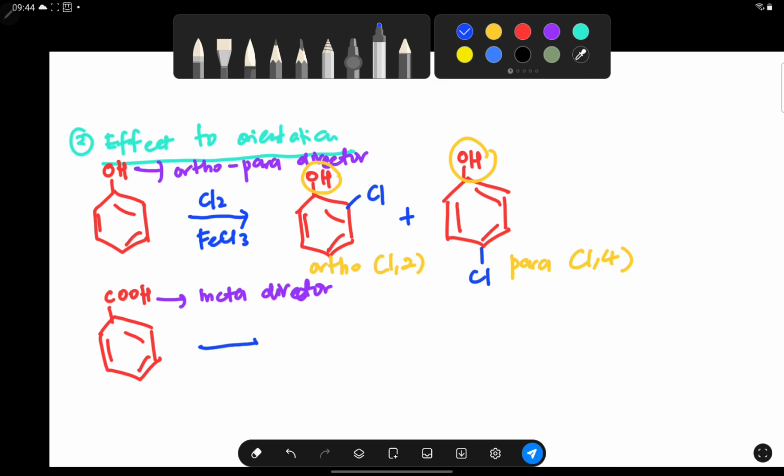And how about a meta director? For the meta director, when you have Cl2 in the presence of FeCl3, what happened here? It will direct the location of the Cl into 1,3, meta director.